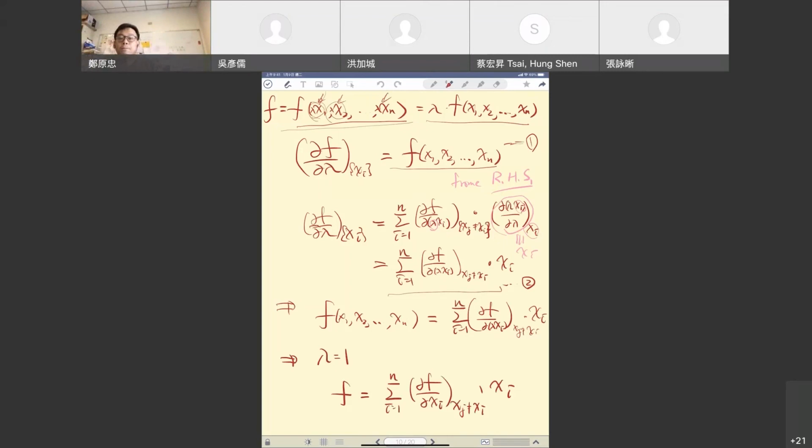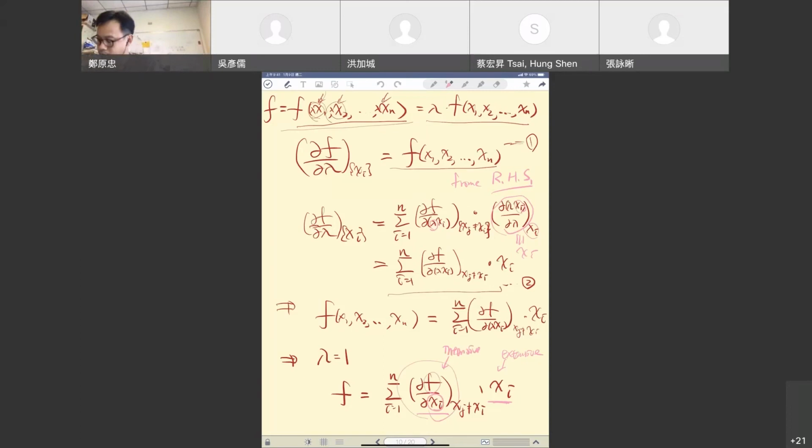So this means any first order homogeneous function can be written as a summation over many terms, whereas in each term there is an extensive variable, and another variable, which is a derivative of this function f with respect to this extensive variable. Okay, so this is because f is extensive, si is also extensive. This extensiveness, depending on the number of particles, will cancel out each other. So in the end, this is intensive.